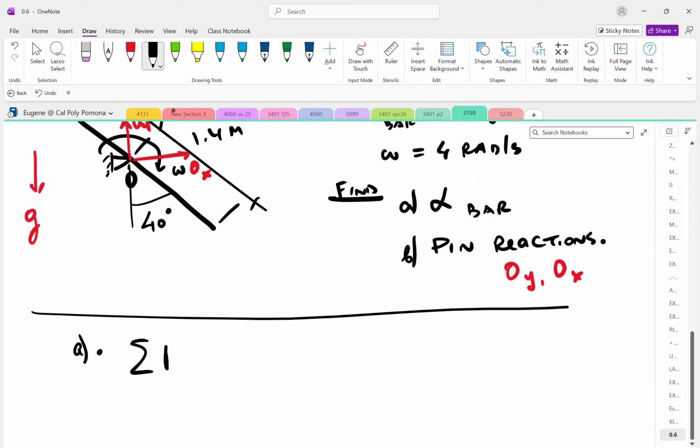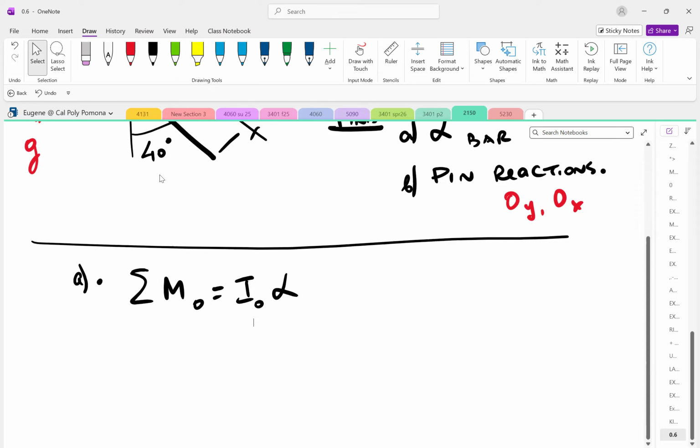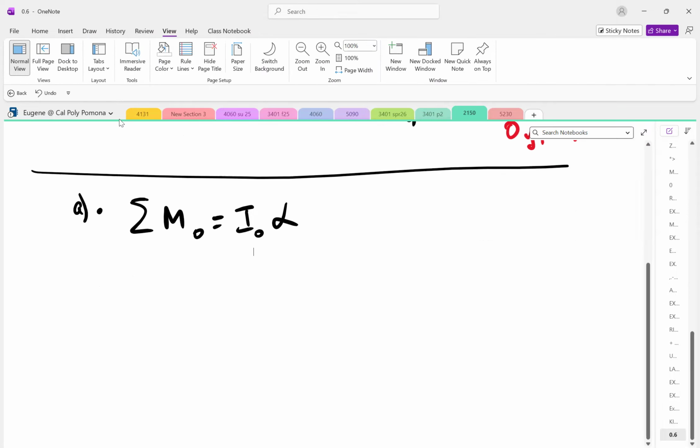So the moments about O equals I about O times alpha. Whenever we do this kind of thing, don't ever neglect to show the free body diagram, right? Because if you do it without showing the free body diagram, you'll be downgraded to accounting major, right? You don't want that to happen.